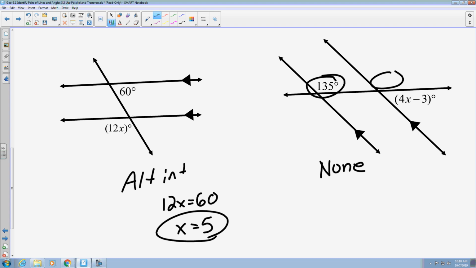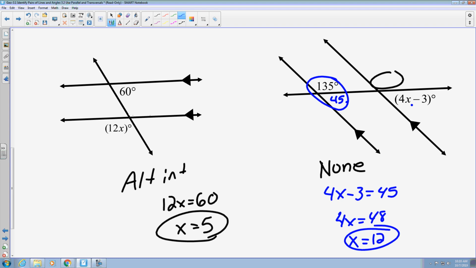I know that we have a linear pair here and here. So I could take 180 and subtract 135, which will get me 45 right here. And now I have corresponding angles with that. So now I can say that 4x minus 3 is equal to 45. And then I got 4x is equal to 48. 48 divided by 4, x equals 12.